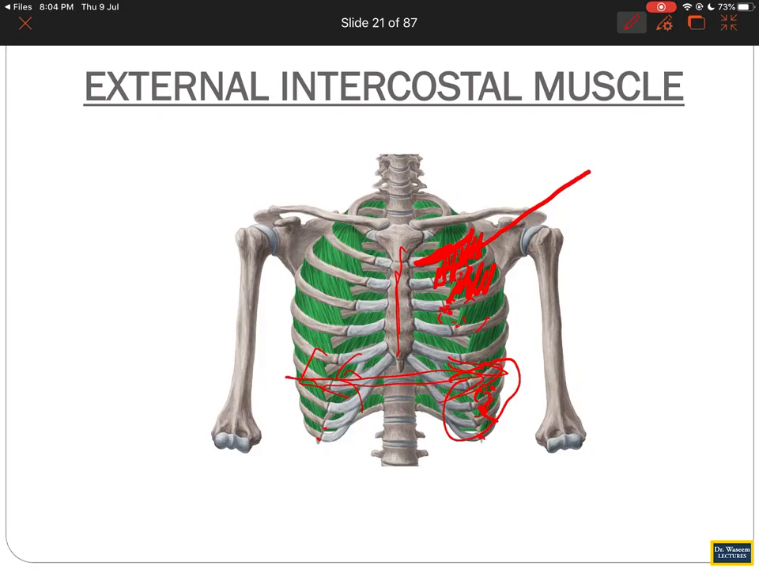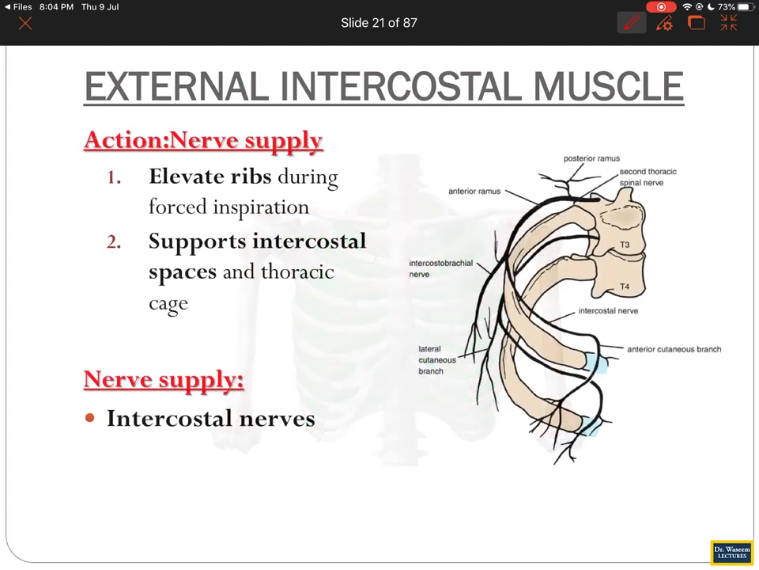But the vertical diameter has already expanded when your diaphragm is contracting, because with the contraction the diaphragm goes down and depresses into the abdomen. You see, it goes into the abdomen. So, it is basically a muscle of inspiration, but at the same time it supports the intercostal spaces also, and because intercostal nerves are passing between the spaces, surely it will be supplied by the intercostal nerves. The intercostal nerves will supply these external intercostal muscles.